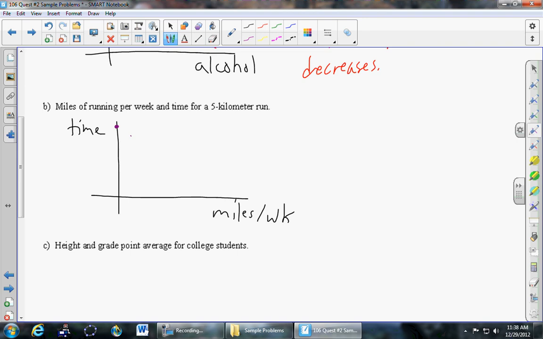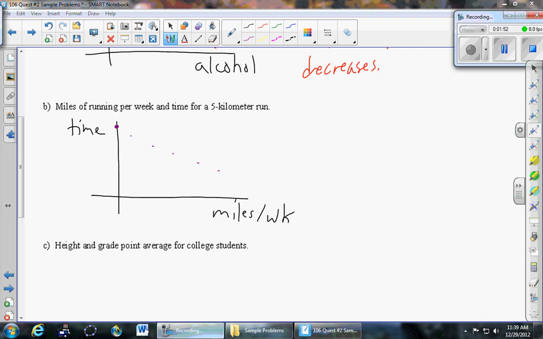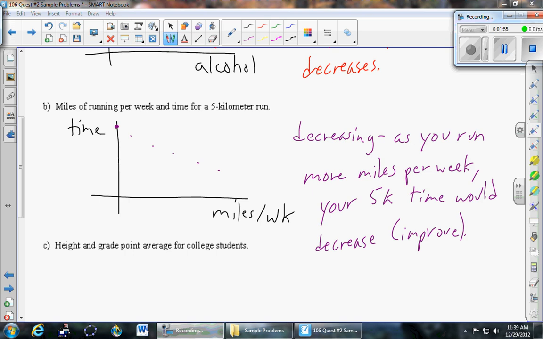But then as you practice, as you run more and more and more miles per week, your time presumably would get better. It would decrease. So this is decreasing for exactly the same reason. So again, this one is also decreasing as you run more miles per week. Your 5K time would decrease because you have improved as a runner.